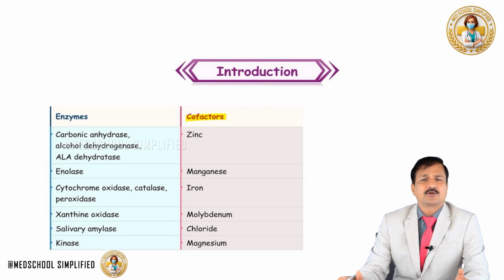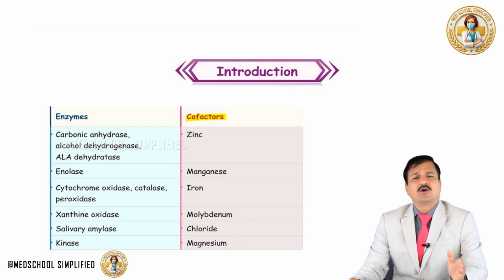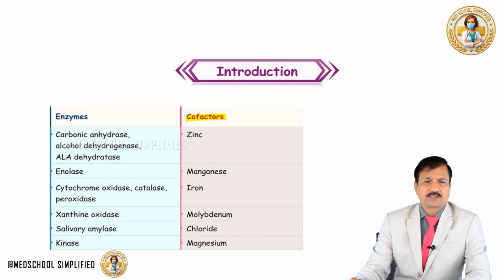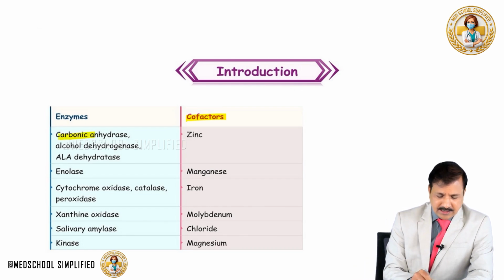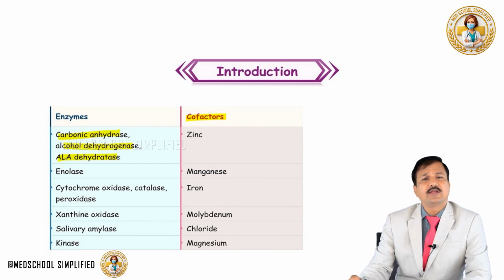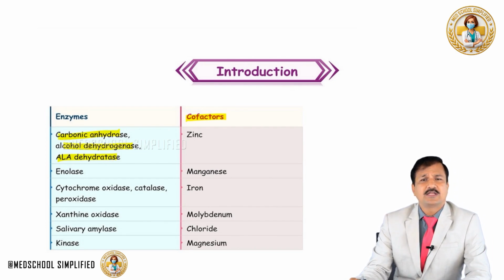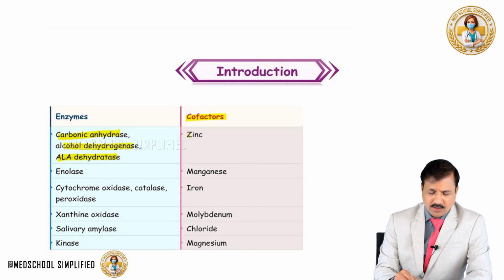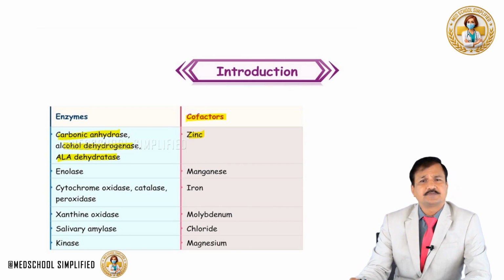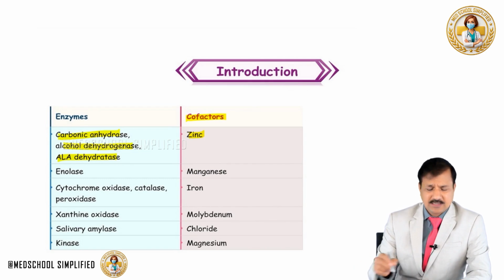You got to differentiate that. Now let's see what all the cofactors, examples for cofactors here. Carbonic anhydrase, alcohol dehydrogenase, aminolevulinate dehydrogenase. All these enzymes, they need zinc as the cofactor. Enolase enzyme, which is there in glycolysis, that needs manganese as the cofactor.